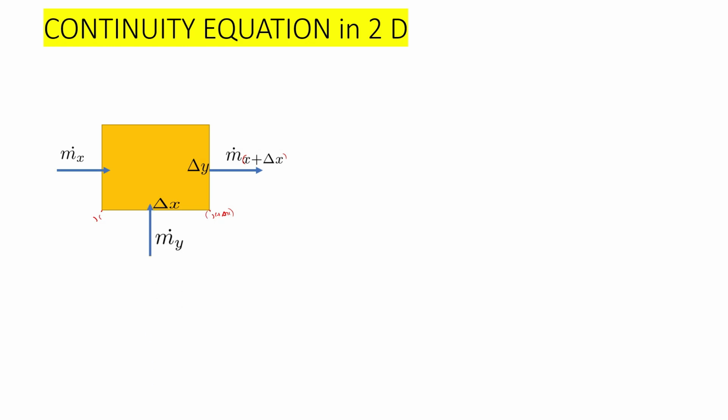Similarly, m dot y, that is a mass flow in the y direction, entering here, and m dot y plus delta y leaving here, m dot y and m dot y plus delta y, because at this initial it will be y position and here it is y plus delta y.